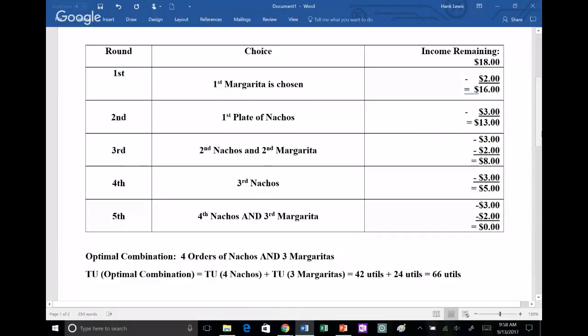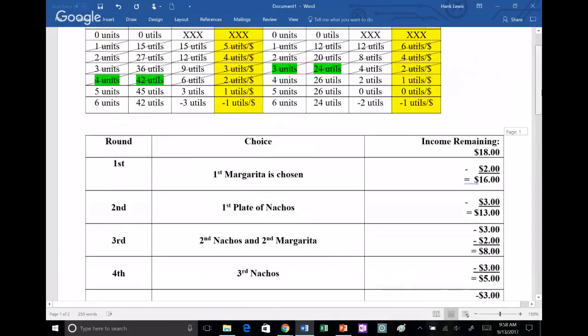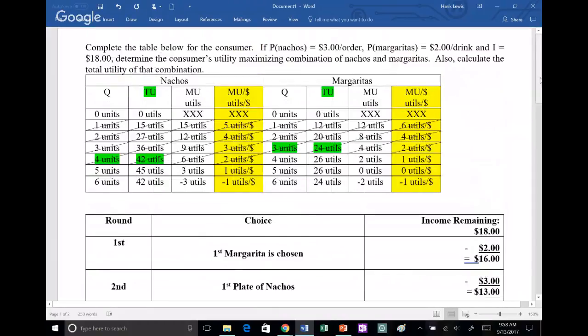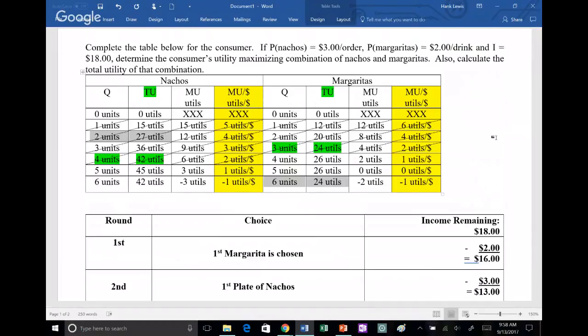Now, for those of you out there who are saying, come on, how do you know that that's optimal? Well, let's think of all the other combinations that cost $18. 6 plates of nachos, 6 times 3 is 18, would be 42 utils. 42 is less than 66. That's not optimal. The person could have bought 6 margaritas and 2 plates of nachos. 6 margaritas cost $12. 2 plates of nachos cost $6. 12 plus 6 is 18. That's 24 plus 27. That's 51. That's less than 66 utils.